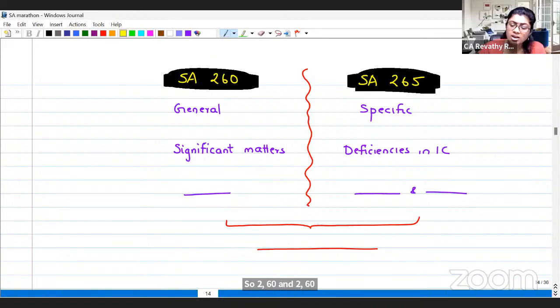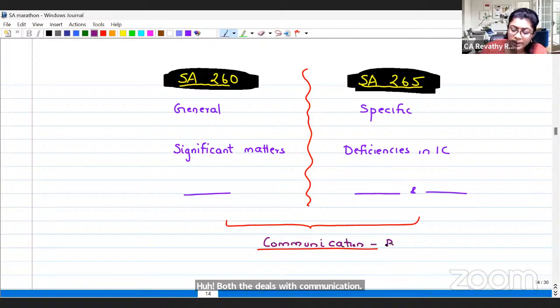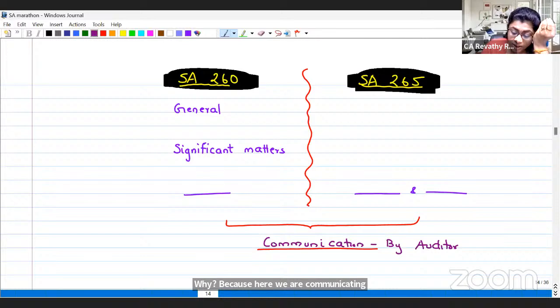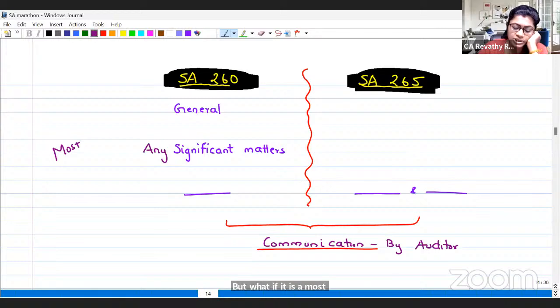I'll ask you like this. What's the similarity? Can you say first the similarity? Both deal with communication by the auditor. Now, what is the difference between these two? 260 is basically general, because here we are communicating any significant matter. And what if it is a most significant matter? Which standard will come?